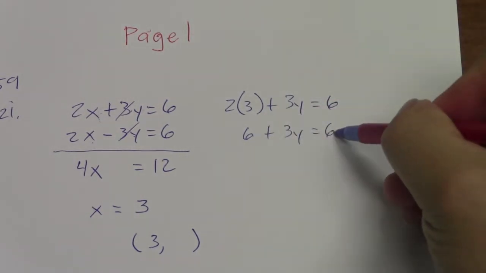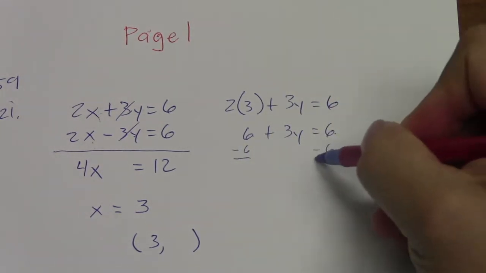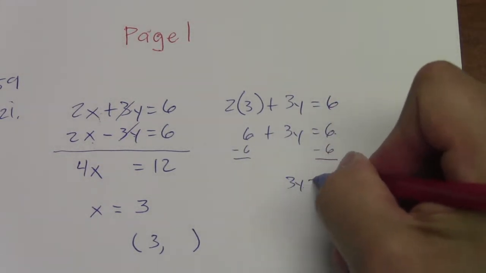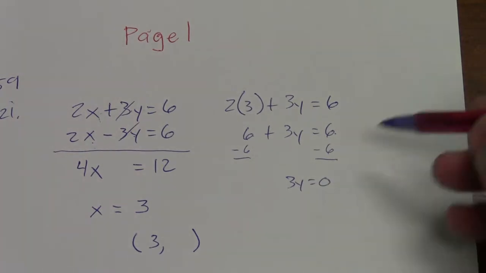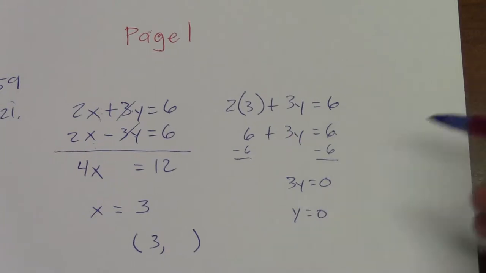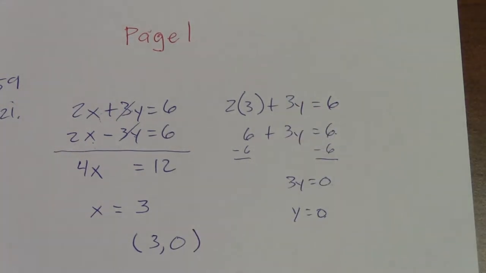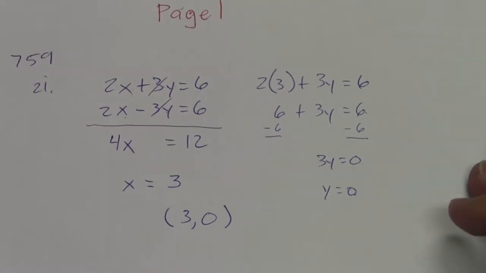This goes over to the other side, right? So I have to subtract a 6, subtract a 6. That gives me 3y is equal to 0. All right, and when I solve for y on this side, y is equal to 0. So now I can plug this into my equation, and that's it. My answer is 3, 0.